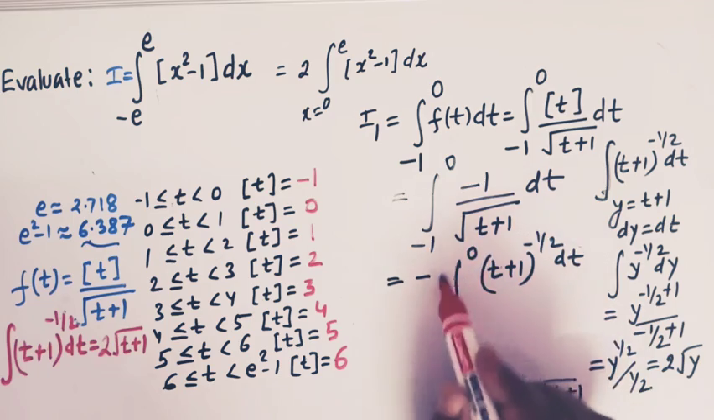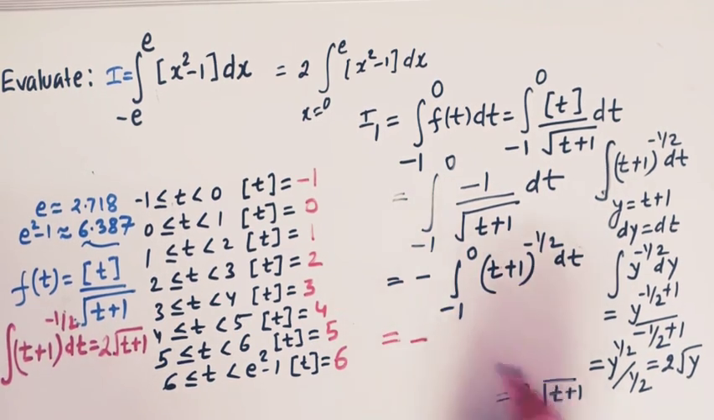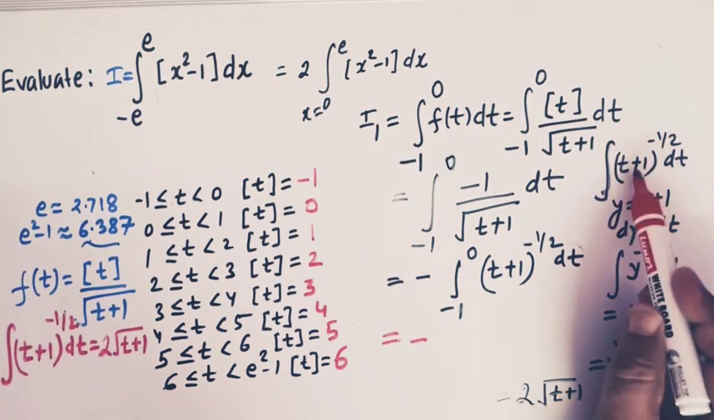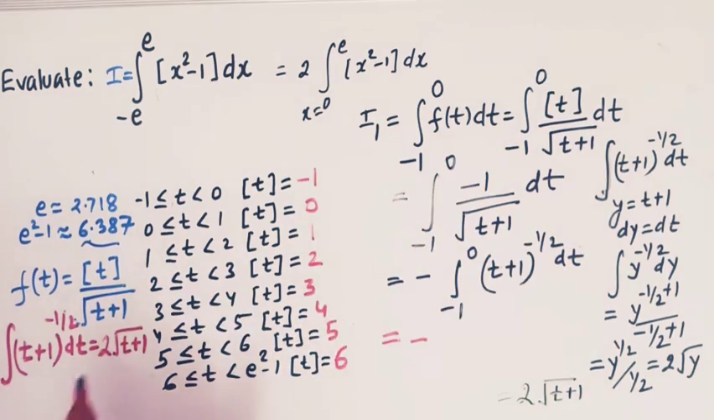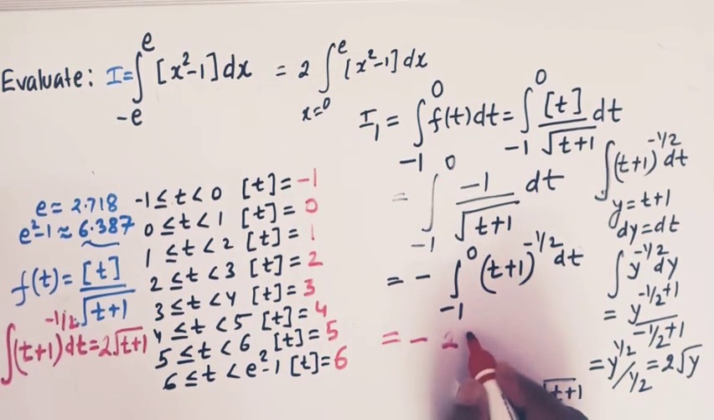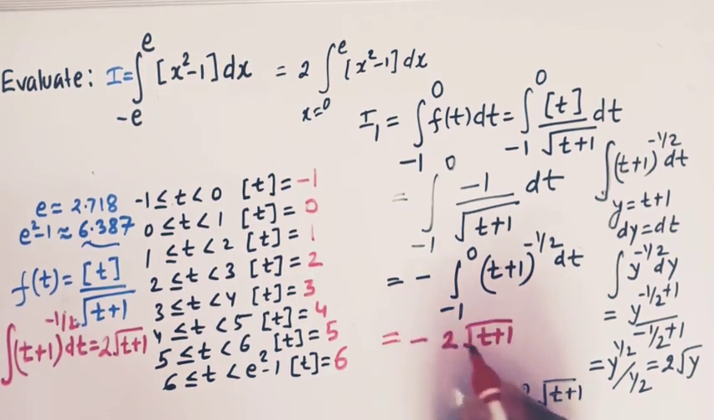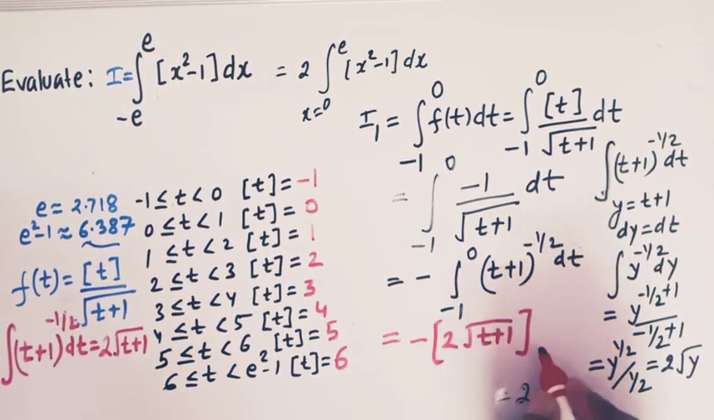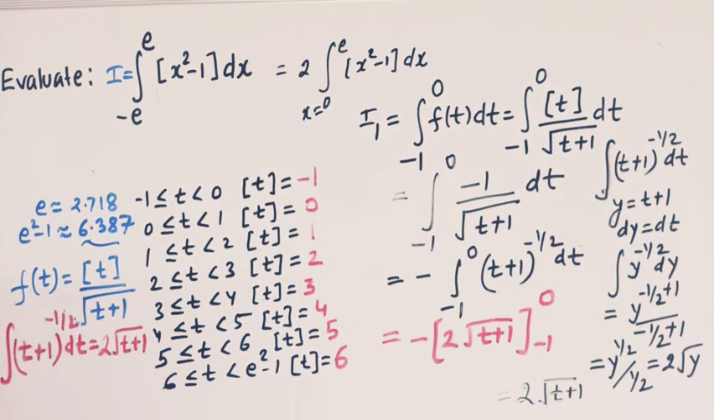So now this integral can be written as minus, and the indefinite integral of t plus 1 raised to minus half dt is equal to 2 times square root of t plus 1, and now we'll simply substitute the limits, that is from -1 to 0, right?